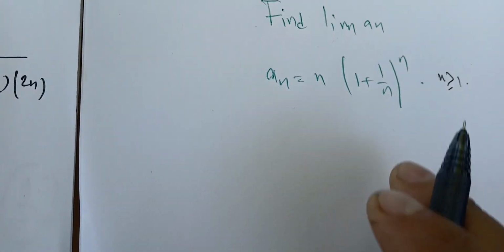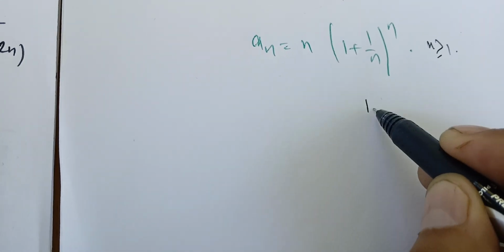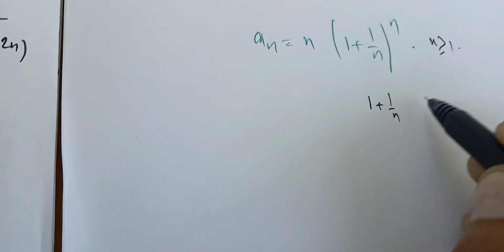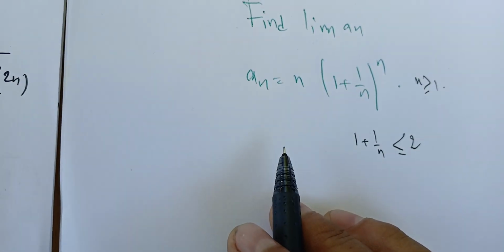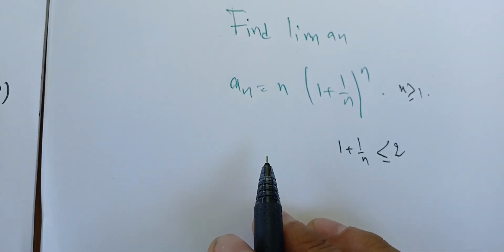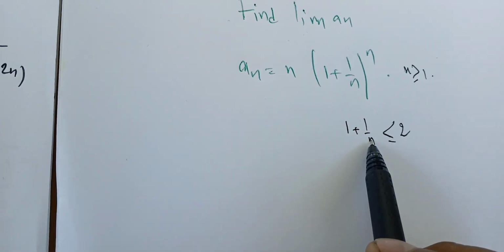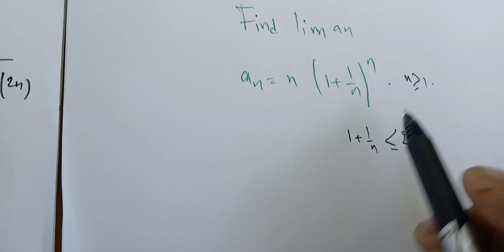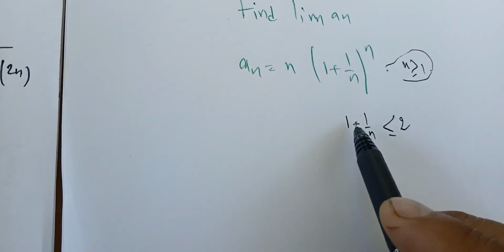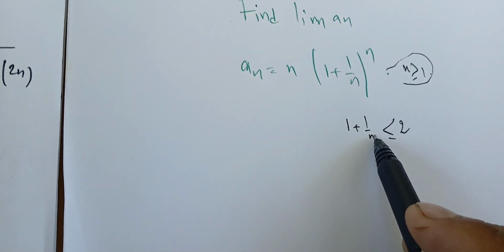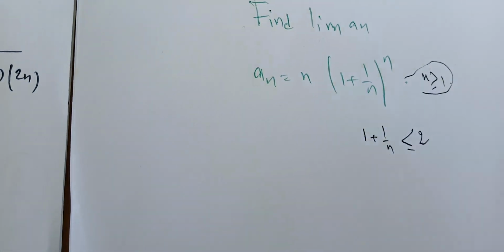What we can see is that this value, 1 plus 1 over n, for any n is less than 2. You can convince yourself. The only case when these two are equal is when n is 1. Other than that, we have 1 plus 1 half, which is less than 2, 1 plus 1 over 3 is less than 2, and so on.